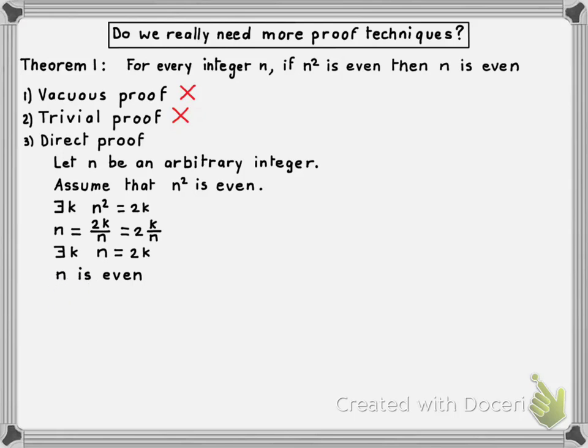In order to prove the original theorem, which was universally quantified, we must not forget to apply the universal generalization rule to go from an arbitrary integer to all the integers. So the next step is to conclude that because n was arbitrary and we didn't make any other assumptions about n throughout the proof, it must be the case that for all integers n, if n squared is even, then n is even, which concludes the proof.